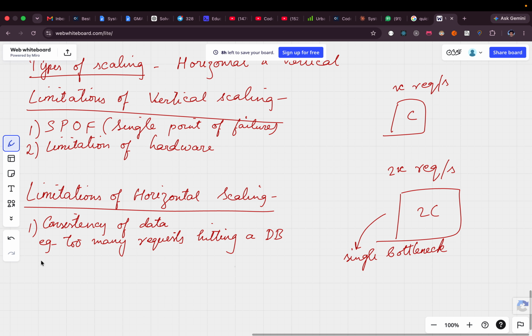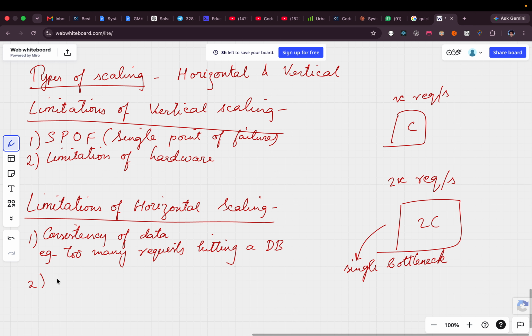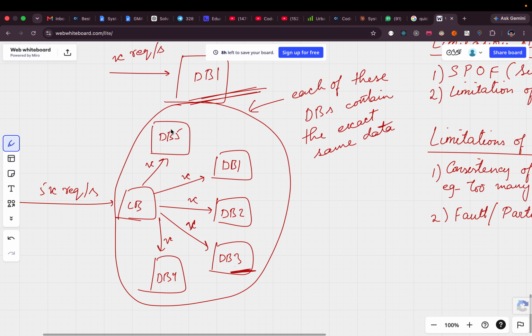And what is the other problem with horizontal scaling? The other problem is fault tolerance, also known as partition tolerance. So now what is partition tolerance? Partition tolerance means that any one of these servers crashes. If any one of these servers crashes, then there is a problem. Again, the load starts increasing in the remaining servers, isn't it? So this is a problem.